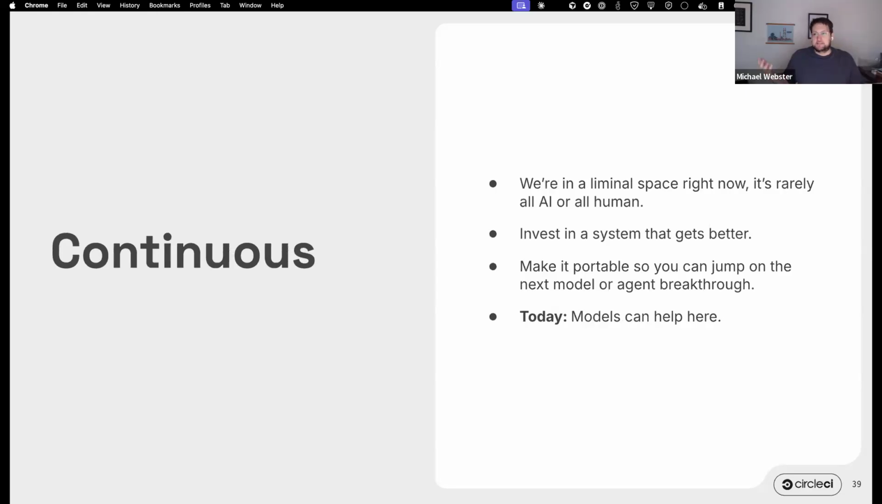Feedback also has to be continuous. This applies to continuous integration, but just in general, right? Right now, nothing is purely AI or purely human in most organizations. We're in this transitional period. So it's really important to make investments in systems that get better.